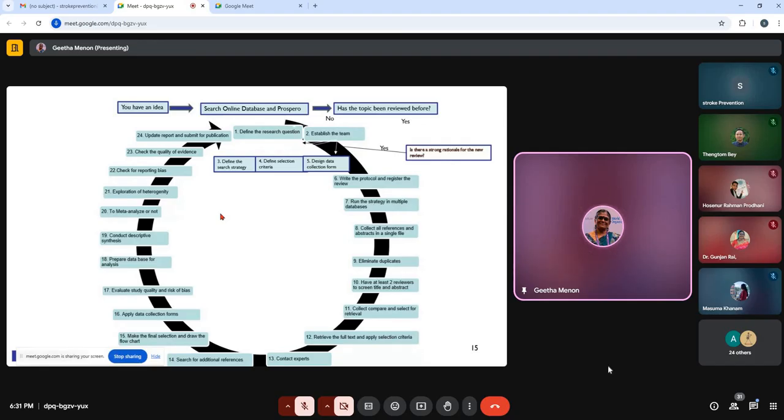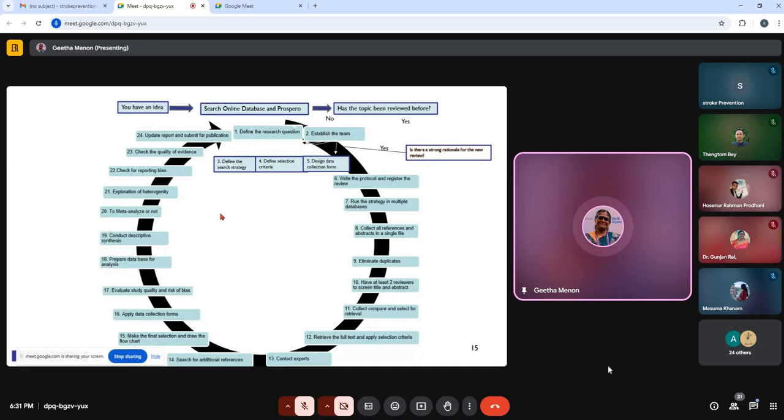And when he goes about doing the review, he has to also try to answer the question: is there a strong rationale for doing this review or not? If a new review is warranted or not, because it includes a lot of resources. You see, the library resources, the individual's time, efforts, everything is included in doing a systematic review, and therefore, till it is warranted, one should not attempt to do a systematic review.